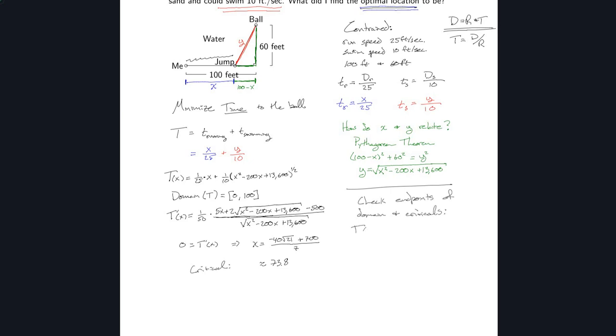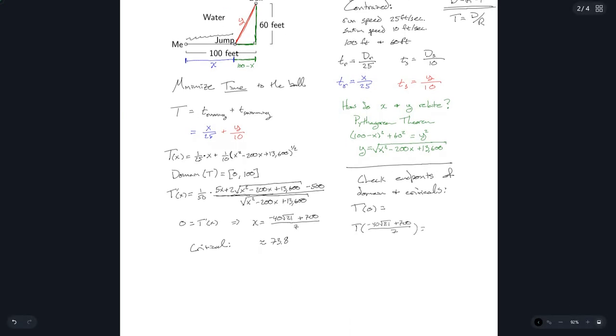So we want to do T of 0, T of 73.8. Let's put that in as the exact value here. So negative 40 square root of 21 plus 700. I just want to avoid rounding error, so we'll put that in exactly. And we'll use our rounded number for our conclusion still.